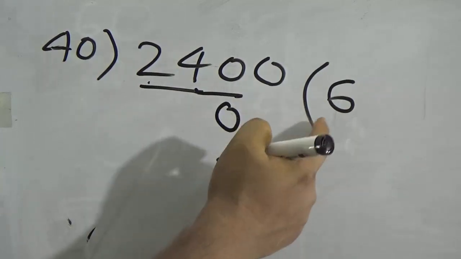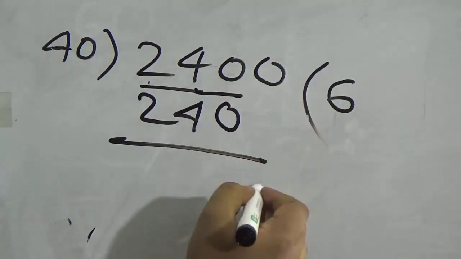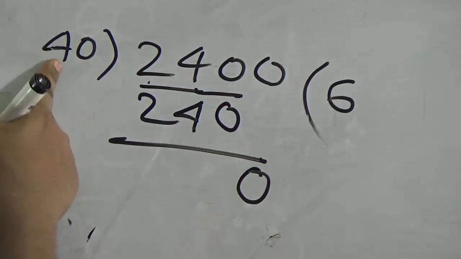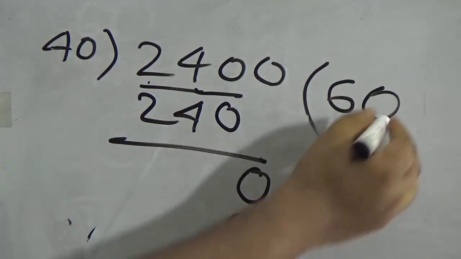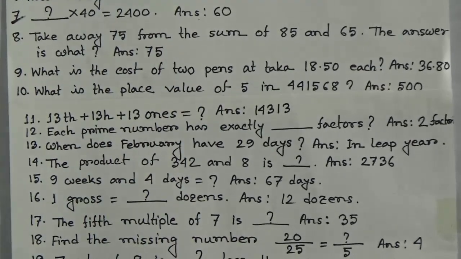That means 6 times 4 are 24. If we subtract, then we get 0 and 0 is here. Then in 0, 40 goes in 0 times. That means 60 is the answer. So 60 multiplied by 40 equals 2400.